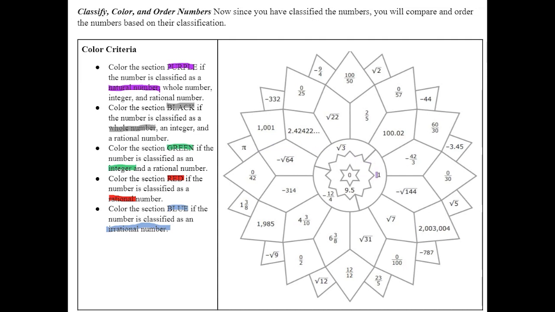This will be all of our counting numbers starting from 1. So any positive number that is an integer greater than or equal to 1, we're going to put in purple. Now, remember to reduce fractions.